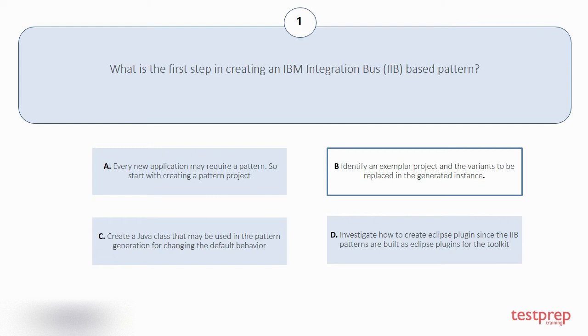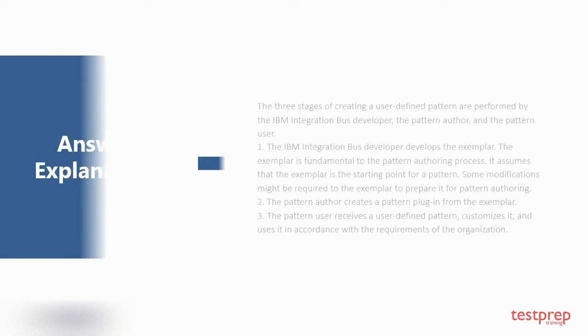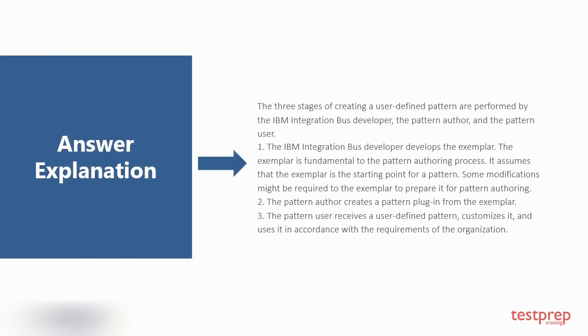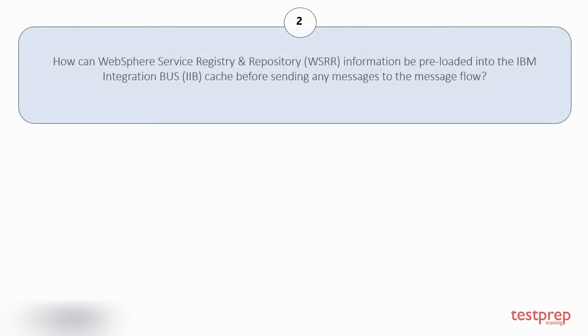The correct answer is option B. You can refer the following for the explanation of the answer. Question number 2. How can WebSphere service registry and repository information be preloaded into the IBM Integration Bus cache before sending any messages to the message flow?